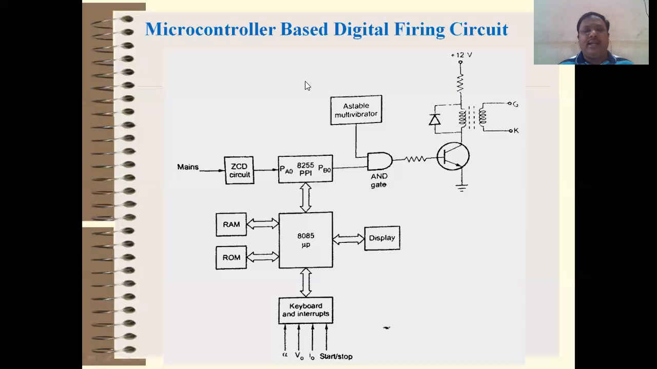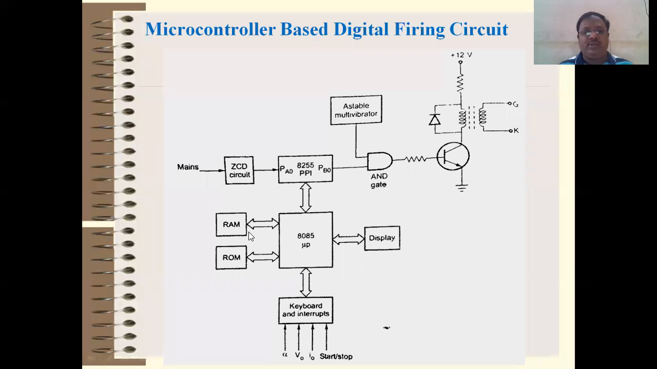But the question asked in the examination is on the microprocessor base. So keep this circuit with you. This will be asked in the examination. That is a microprocessor based digital firing circuit. Okay. So I have written microcontroller in my slide, but actually it is a microprocessor. That is my mistake, that I have written microcontroller here. So see this circuit, microprocessor.